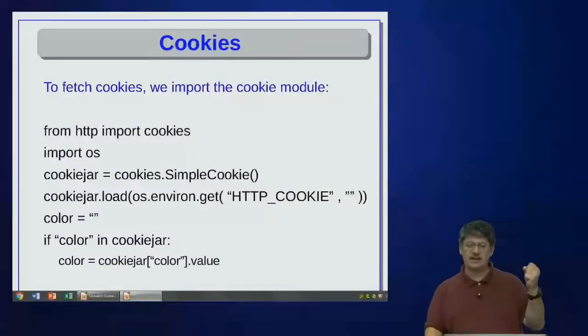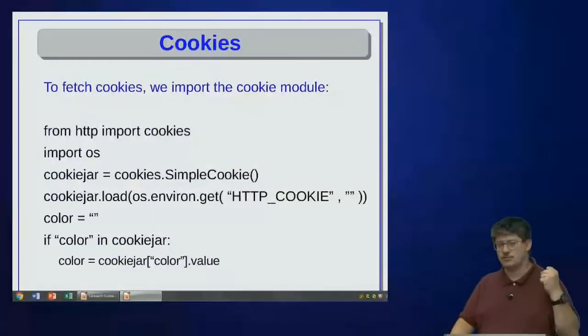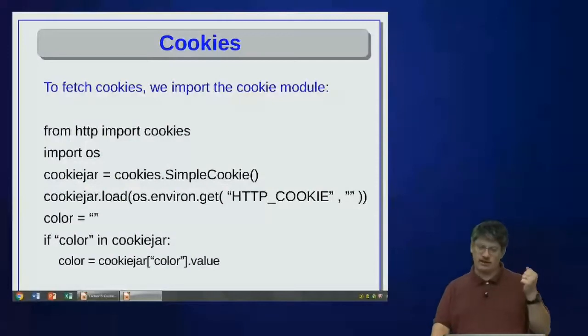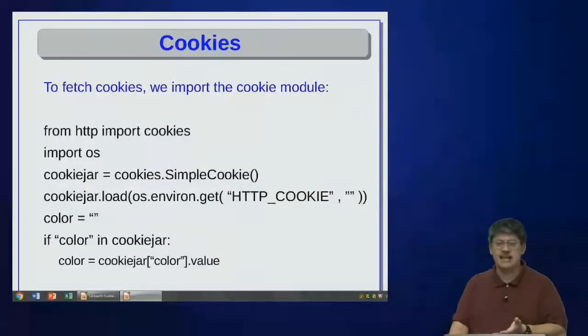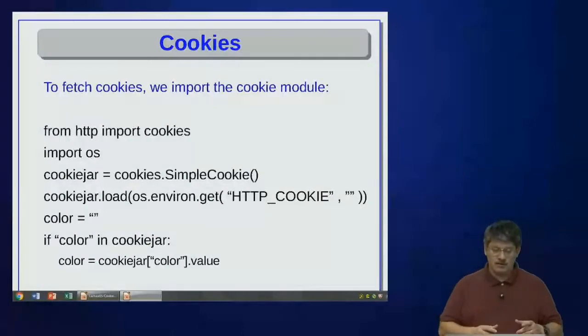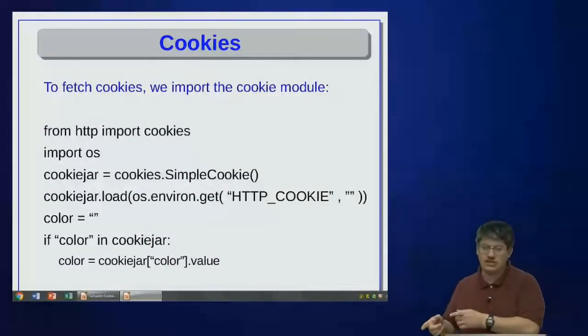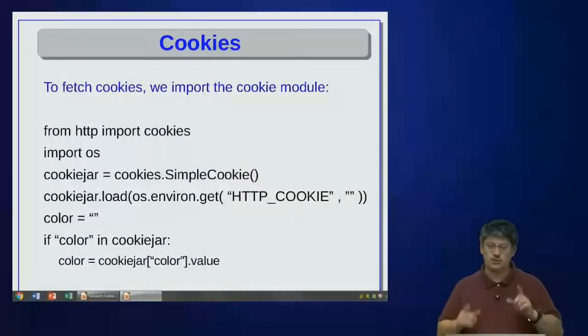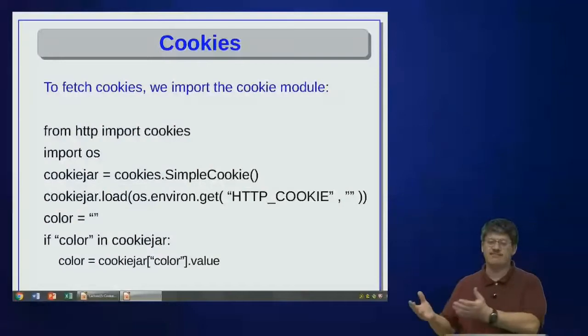And now I want to get that color cookie. Remember, we set color to blue. So I'm going to create a variable named color. Initially, I'm going to set it to the empty string. That's going to be sort of a default value. And then I'm going to say, if there is a cookie named color in the cookie jar, fetch it. And the way I fetch it is I set color equal to cookiejar, and I use square brackets, the string color, dot value. And so this is how I access the value of a cookie that's been retrieved in my cookie jar.